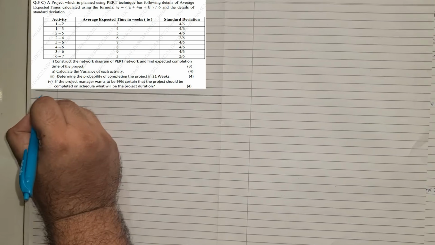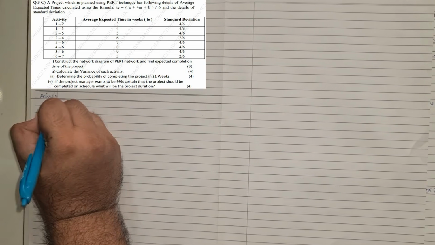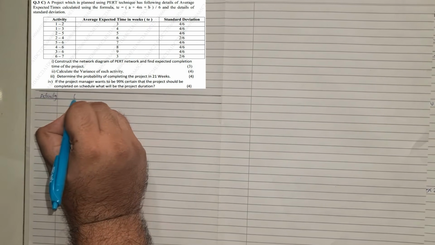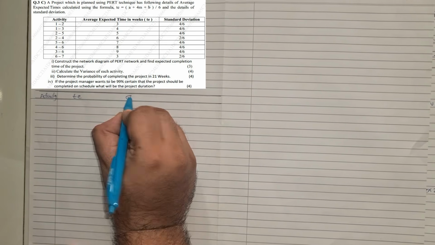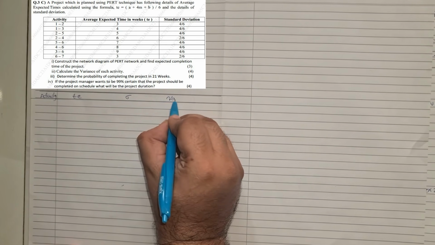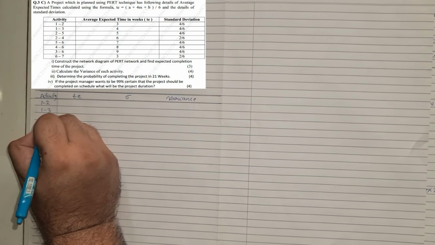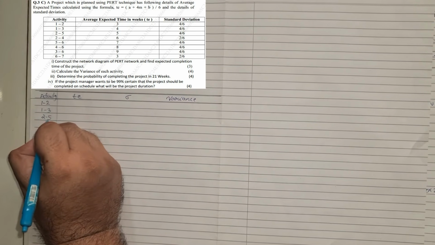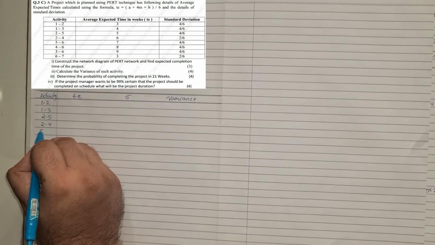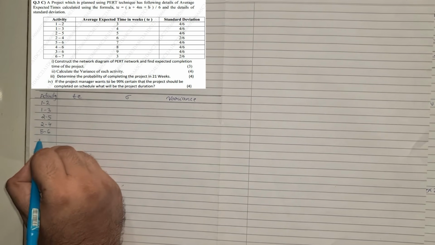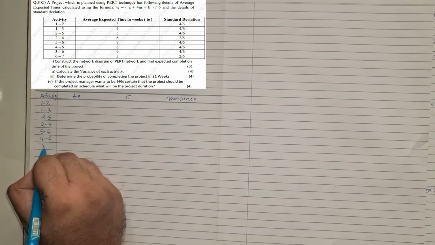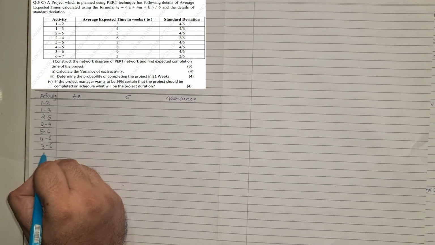We'll construct a table where we have been given the activity, the expected time, and the standard deviation, and now we need to find the variance. So we'll first note down the activities given: 1-2, 1-3, 2-5, 2-4, 5-6, 4-6, 3-6 and 6-7.